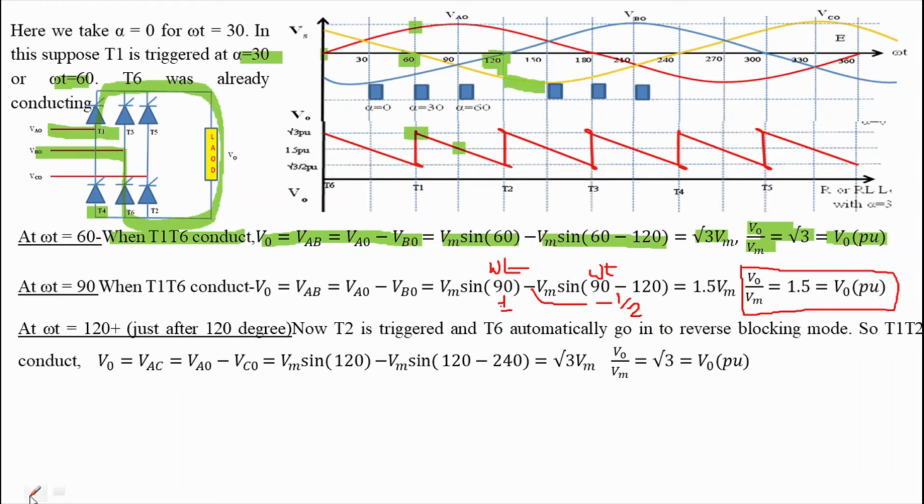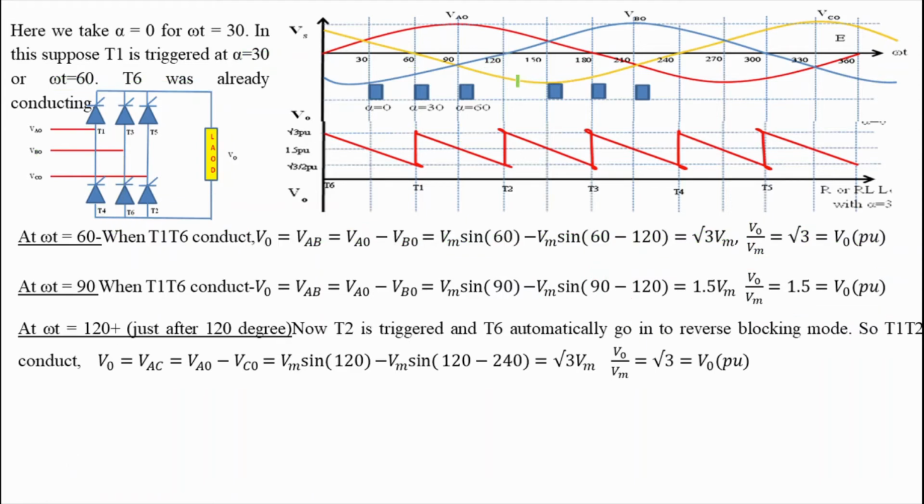So at omega t equal to 120 degree, this yellow waveform is most negative, and this is Vc0, and Vc0 is applied to thyristor T5 and T2. It will make thyristor T2 forward biased and T5 reverse biased. So only thyristor T2 will conduct. So we will trigger only thyristor T2. So when we trigger thyristor T2, then T6, which was already conducting, automatically goes into reverse blocking mode. Now after omega t equal to 120 degree, T1 T2 will conduct.